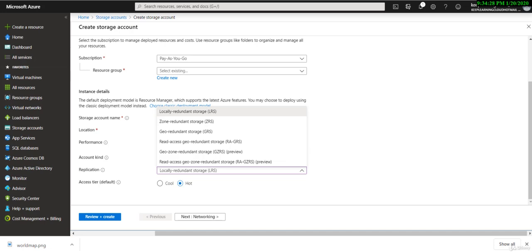In the next lesson, let's talk about the remaining two replication schemes, which are GZRS, Geo Zone Redundant Storage, and the read access part of it, RAGZRS.